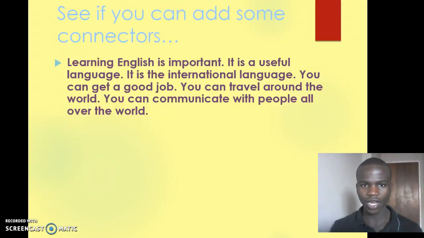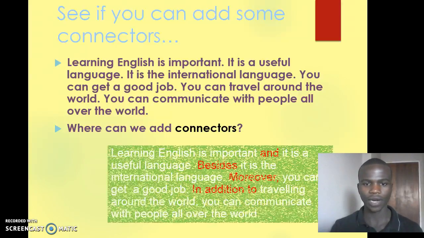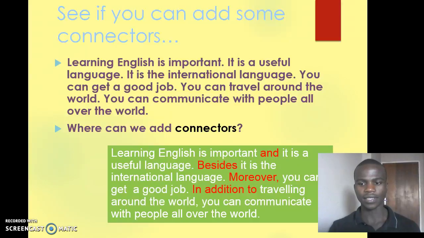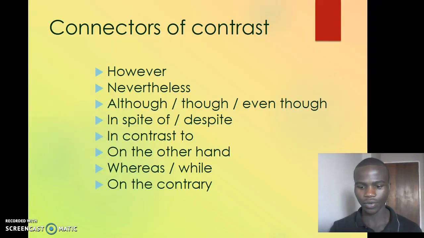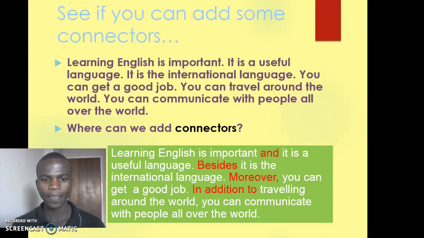Guys, let's try to add some connectors in this paragraph. Okay? Just pay attention as we go by. Right. And we need to see where we can add some connectors. Okay. Try to do this.